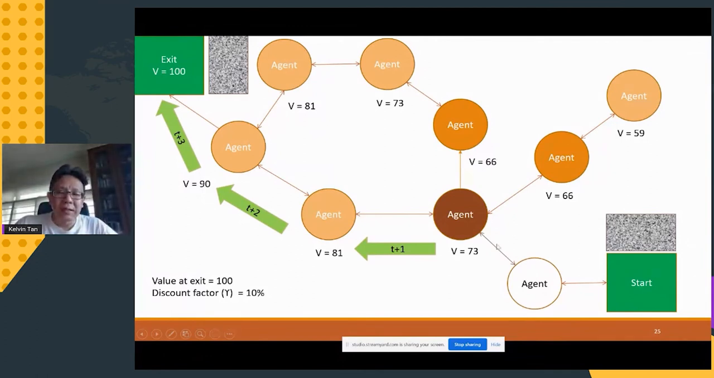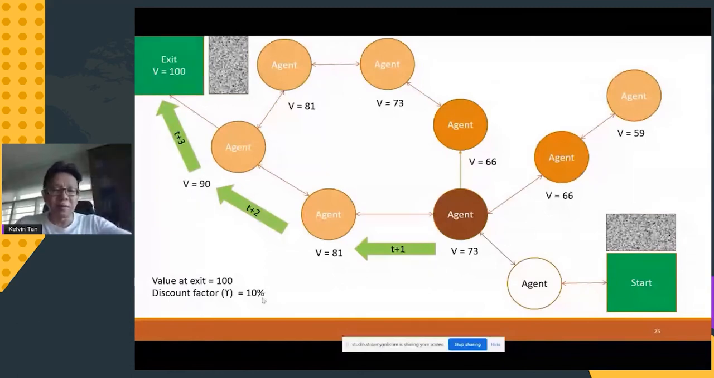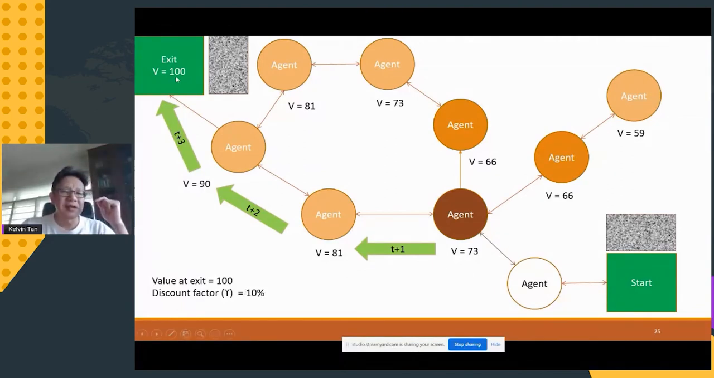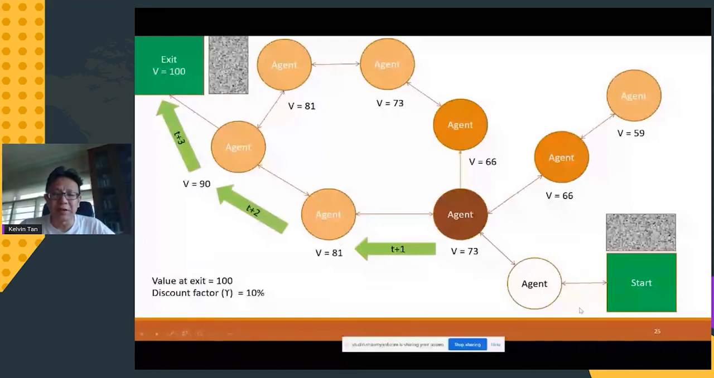So which direction provides the best value? We can use Bellman's equation to calculate the value of any state or cell within this environment. Assume, as mentioned, the value at the exit is 100, so we can calculate backwards. If we put the discount factor at 10%, that means every cell that is further away from the ultimate goal would have a value 10% less. So if this is 100, then the cell here would have a value of 90, one step away. Then this cell here, 10% less, we get 81. And this cell is 73. So we can calculate backwards from here.